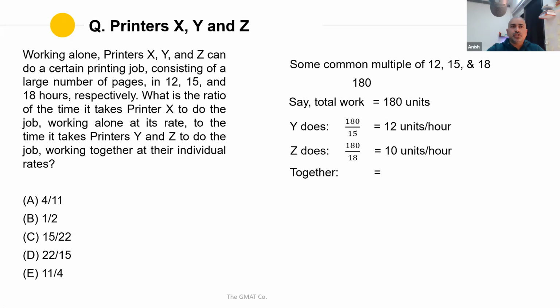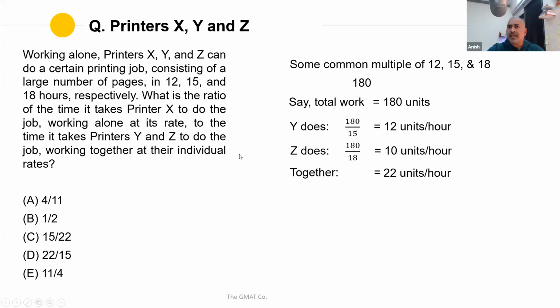Now, together, how many units per hour would these two machines do? One machine does 12 units per hour. The other does 10 units per hour. Together, how many units would they do per hour? How do we figure this out? 22, yes. Basically, all we need to do is add them up.